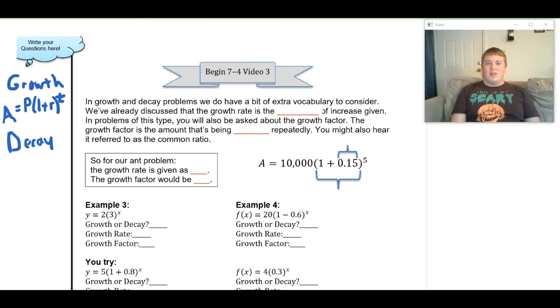Welcome to video 3 in our 7-4 video series. In this video we're going to continue to look at exponential growth and decay, specifically some of the vocabulary that we'll be dealing with between these two types of functions.